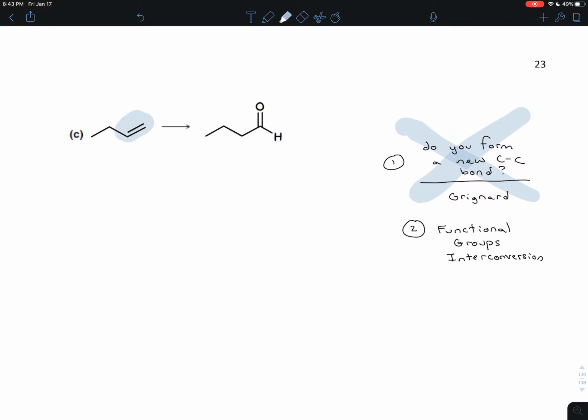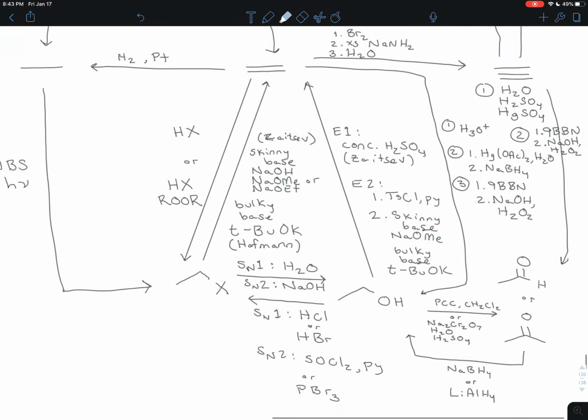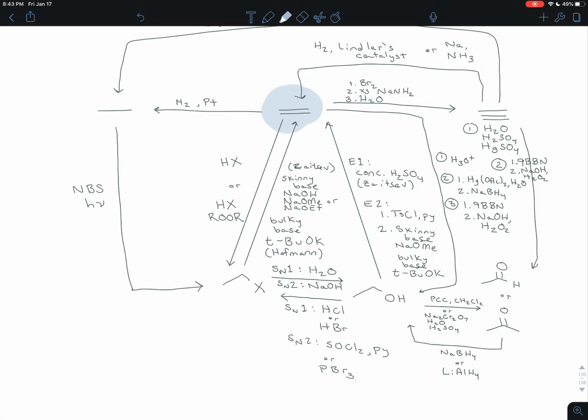So here we're going to start with an alkene, and we want to end up with an aldehyde. So we're starting with an alkene. We want to end up with an aldehyde. And there are many ways you can do this. You can turn the alkene into an alkyne, and then you can do a hydration. Or you can do a hydration and then do an oxidation.